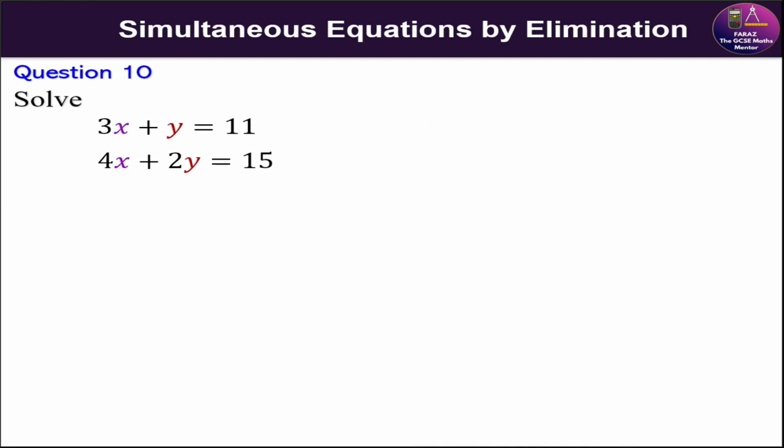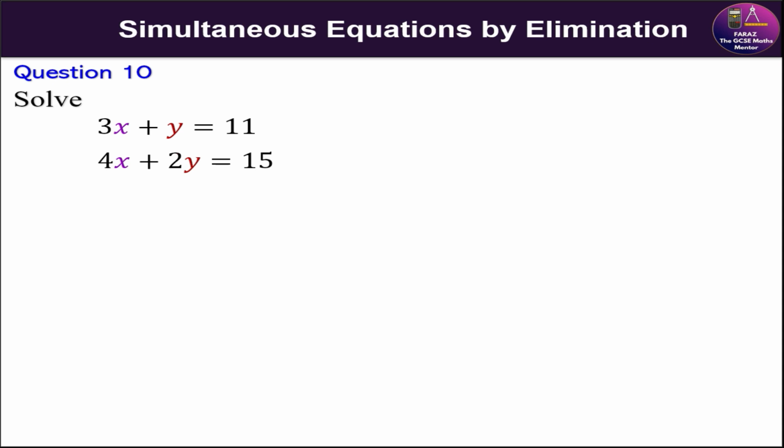3x plus y equal 11, 4x plus 2y equal 15. Now, what's the problem with this equation? To do the elimination, we always have to look for the same coefficients. Like here, if you look closely, the coefficient of x is 3 and the coefficient of x is 4. Both are different. Let's look for y. The coefficient of y is 1 there and the coefficient of y is 2 there. So y's are also different and x coefficients are also different. So what we have to do, we need to make them same.